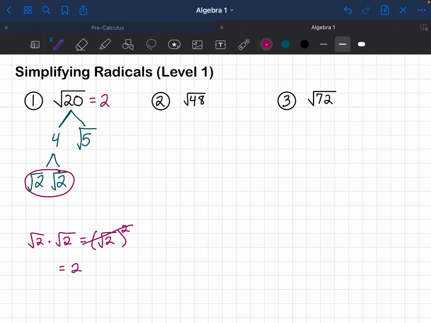But when we don't have a pair, right, this 5 is all lonely, it's just going to be what I call the leftovers. So we have to make sure we multiply by the square root of 5. And that would be the simplified version of that one.